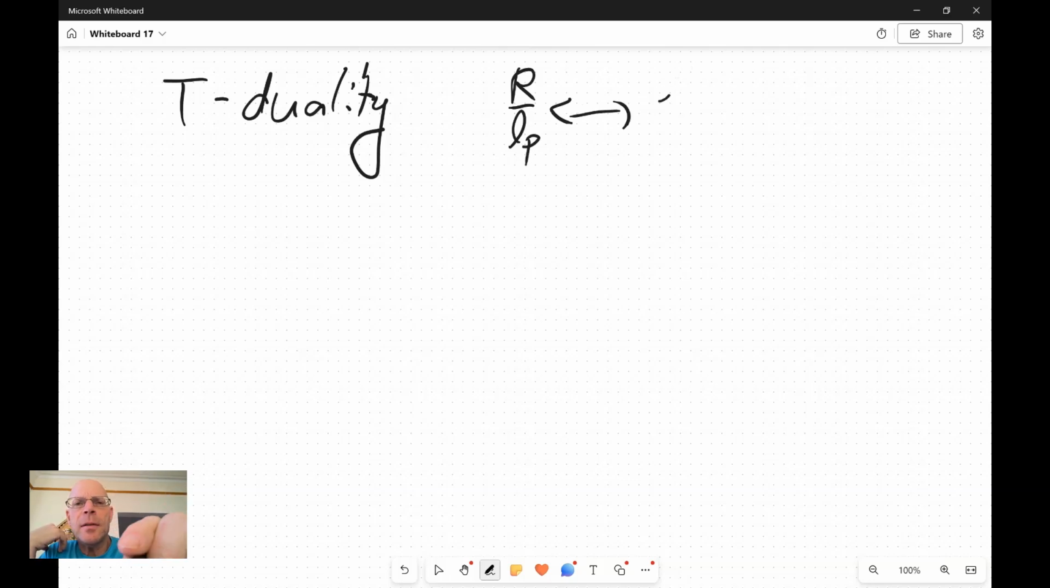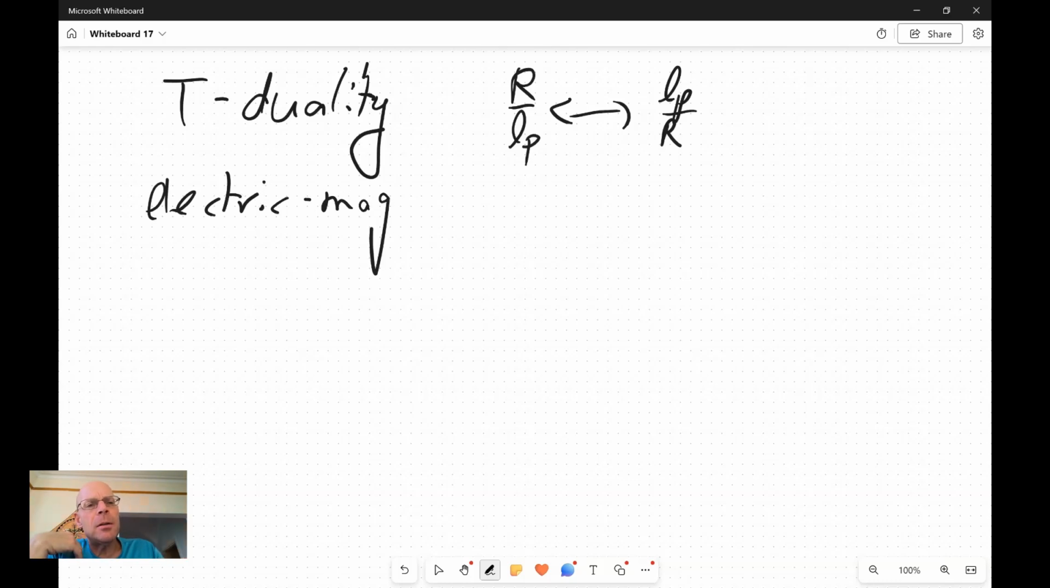That relates string theory propagating on a universe with a radius r to a universe with a radius 1 over r, which is similar to other dualities. So here we have something large dual to something small: on the left hand side the radius is large, on the right hand side the radius is small.